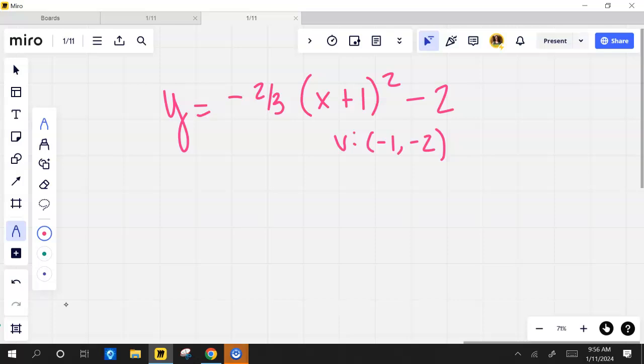Look at that a. It's going down. Is it skinny or wide? How do you know? That's right. The absolute value of it is less than 1, so it's definitely wide. Y'all okay? Y'all ready to graph one?